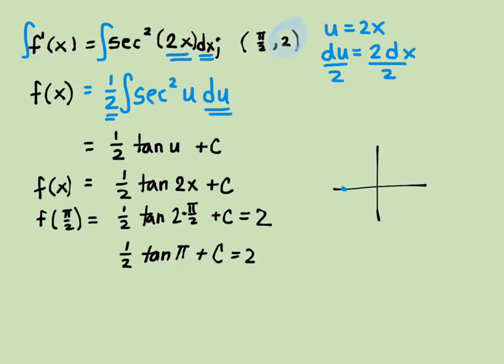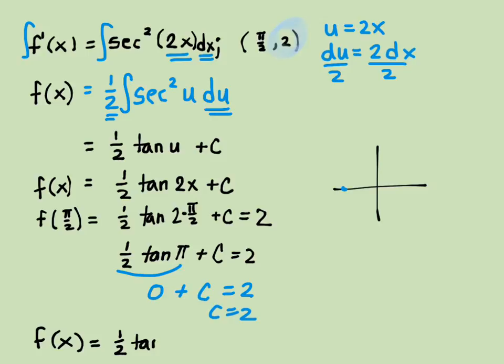It's 0. So this whole piece right here is 0, which means that you know that c is 2, right? So your function, f of x, can be found precisely, exactly, specifically, whatever word you're using in the context. So this is the tangent of 2x plus 2.